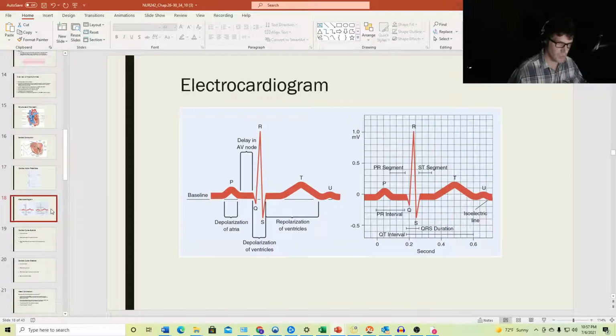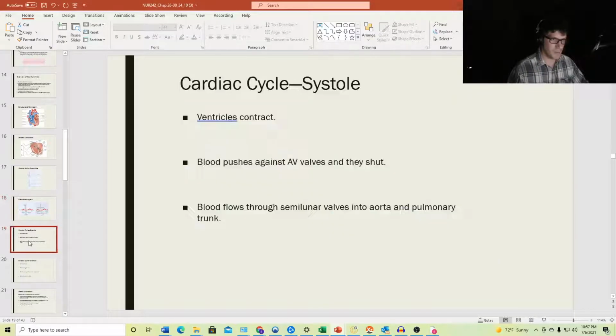This is what a normal electrocardiogram looks like. P, Q, R, S, and then T is repolarization, and then U. Pretty standard stuff here. Don't get too caught up in it. Just if it doesn't look like this, and I don't think we're going to have to look at any electrocardiograms and figure out what they are. But we'll see. So just be prepared. So cardiac cycle again, we already talked through that.